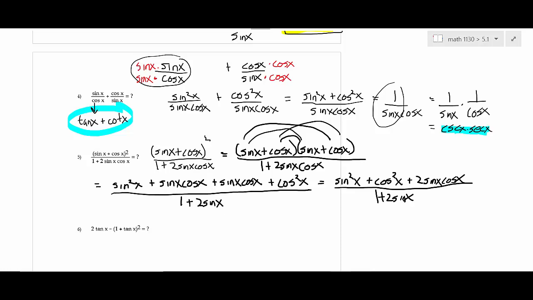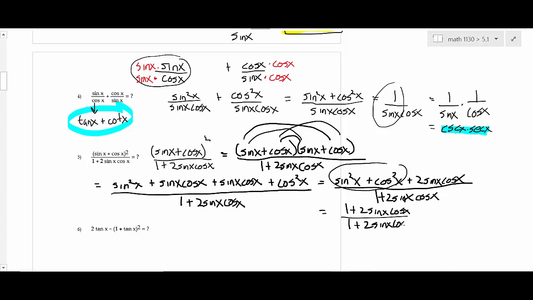I think I left something off of there, didn't I? So this is, I didn't bring this down. That should be a cosine x. I wasn't typing that right. Okay? So anyway, right there would be 1. So you've got 1 plus 2 sine x cosine x over 1 plus 2 sine x cosine x.